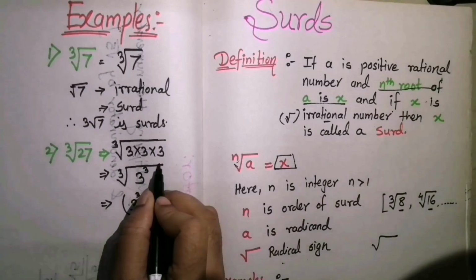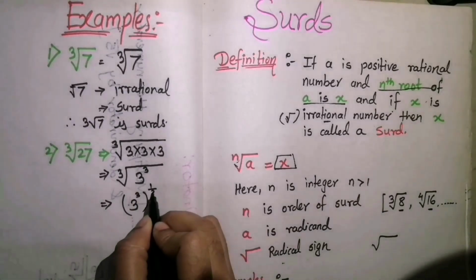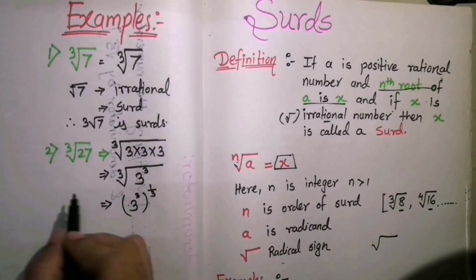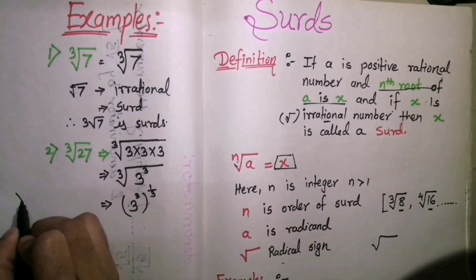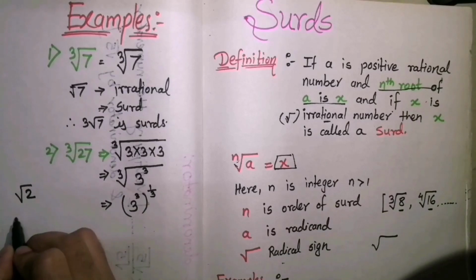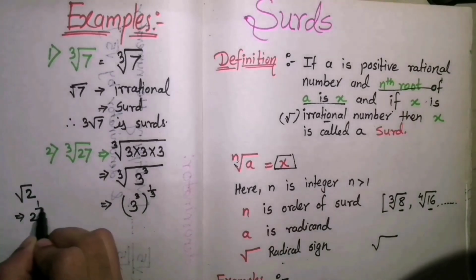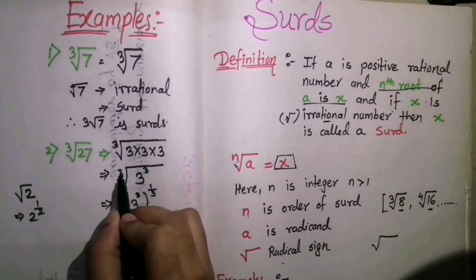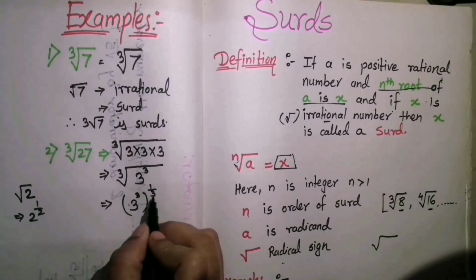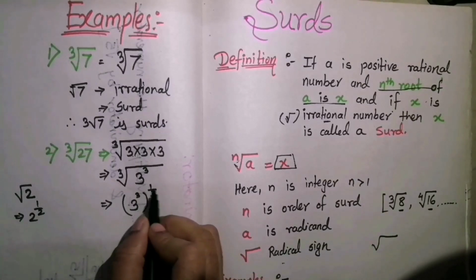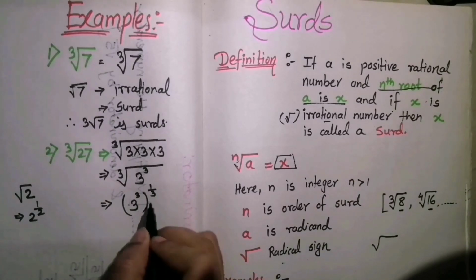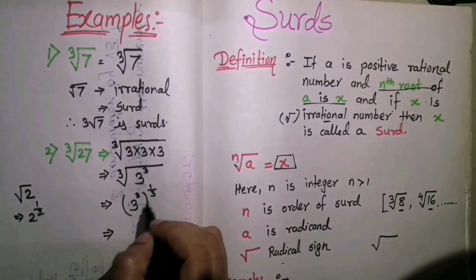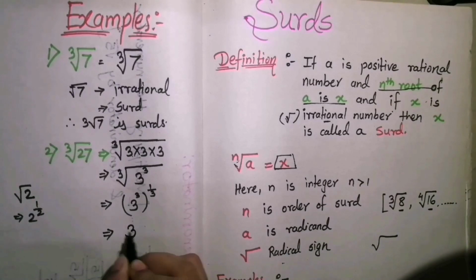Now this cube root, can I convert it like this? Yes. How to convert? Suppose students, I have root 2. Can we write it as 2 raised to half? Yes. So here also there is a cube root. So it is converted into 3 raised to 1 upon 3. Clear? Now what is the next step? This 3 and this 3 get cancelled. Then we get only 3.